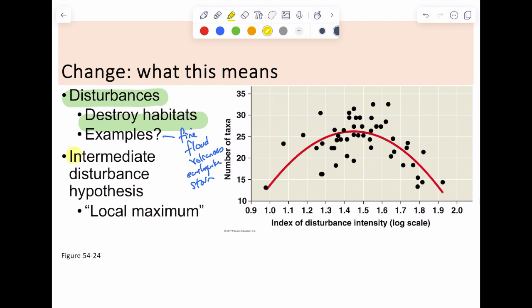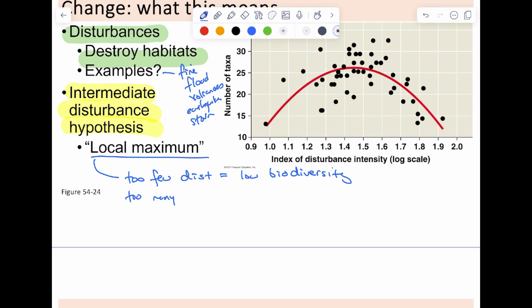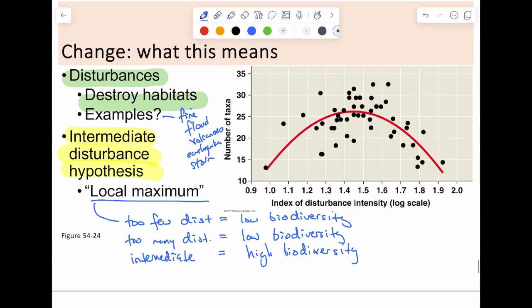There's a hypothesis referred to as the intermediate disturbance hypothesis that basically says that if you can have a local maximum of disturbances, it leads to the maximum amount of biodiversity. In other words, too few disturbances equals low biodiversity. And too many disturbances equals low biodiversity. But an intermediate number would equal high biodiversity. For those of you who love your calculus, because I know you all do, your first derivative is zero. We have a local maximum. Yay! We love calculus too.